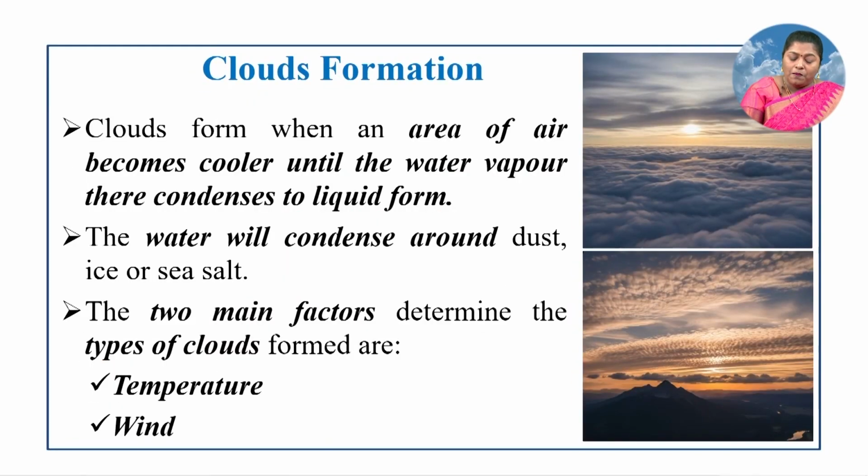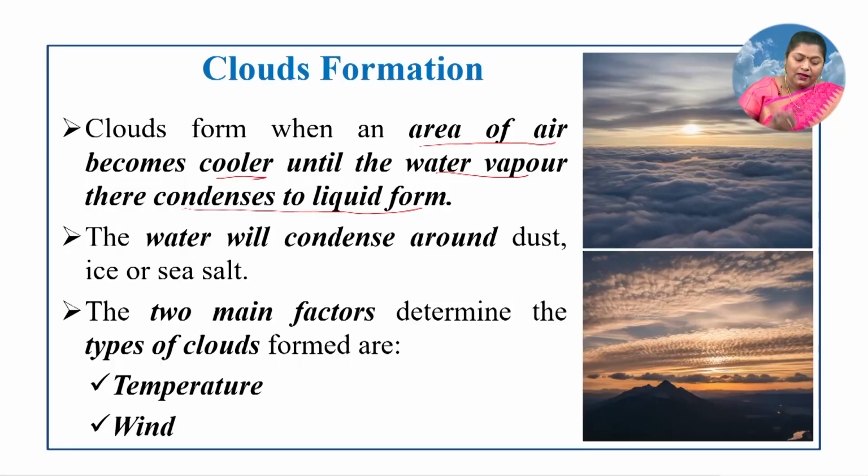The clouds form when a parcel of air becomes cooler until the water vapor condenses to the liquid form. So, in the condensation process, what happens? That is, the water vapor changes its form to a liquid form. That process will lead to the cloud formation. The water will condense around dust, ice and sea salt. These are all particles known as aerosols.